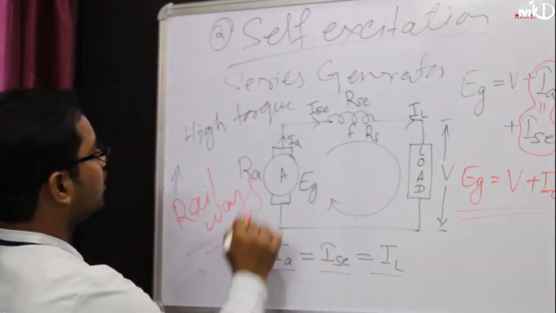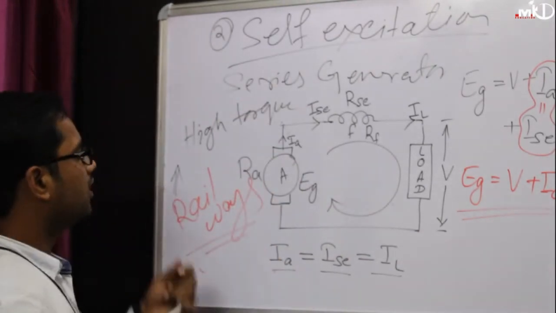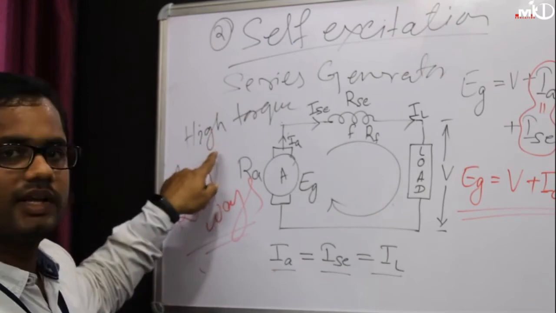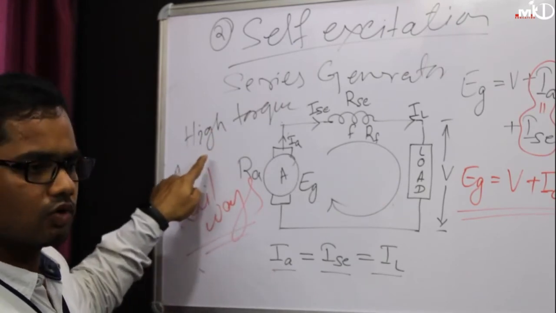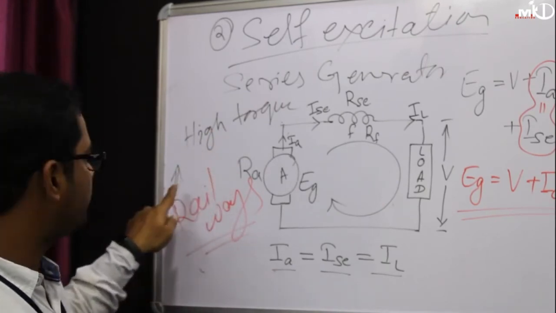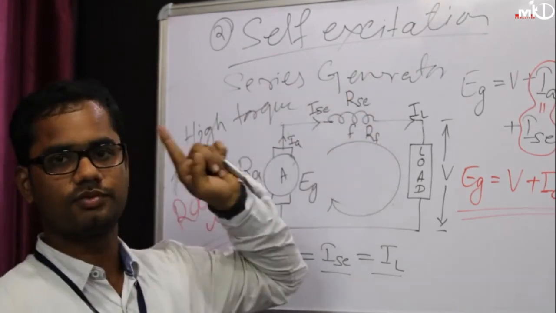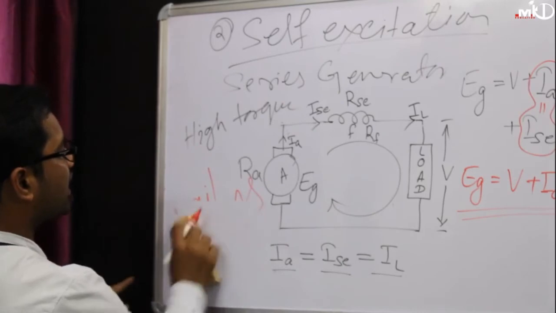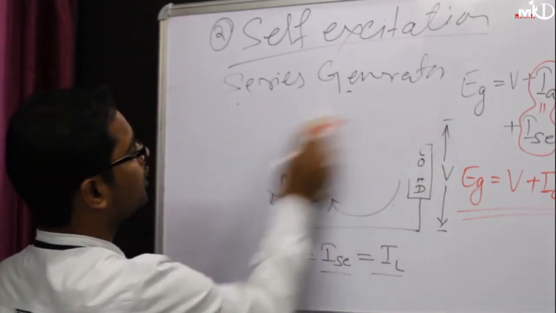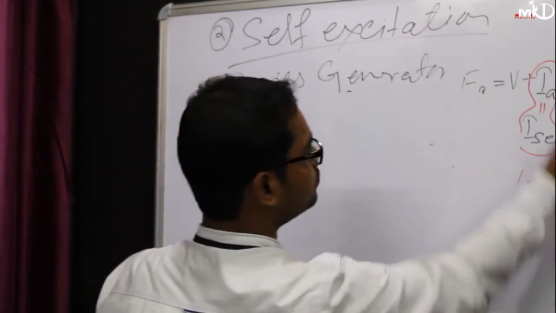So this is the use of the series generator, because this question is repeatedly coming in your 2-mark questions, or in your viva also. Some faculty also ask where the series generator is used. Okay, so this is for traction, or for railway purposes. Then comes your compound.